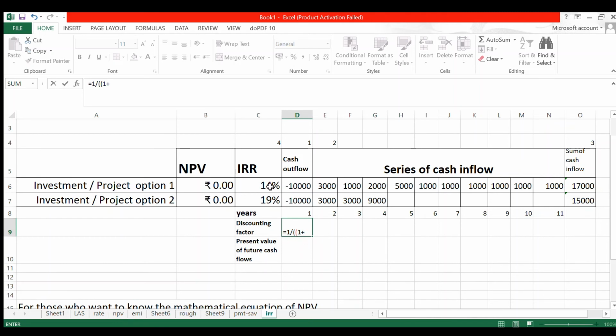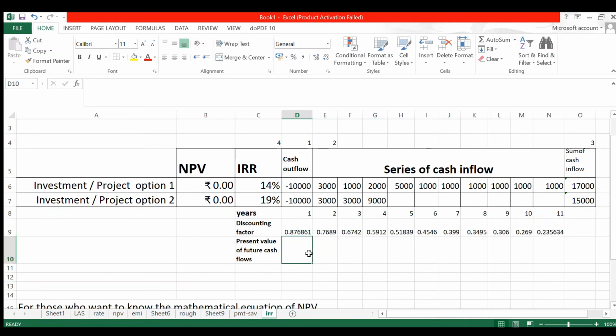So we are computing the discounting factor 1 divided by 1 plus the IRR rate of return, for the first project option only, raised to the year. The number of years is already given, so we have calculated the discounting factor for all the years. Now we need to find out the present value of the future cash flows. We just need to multiply the cash flows with the discounting factor. So we are multiplying and computing.